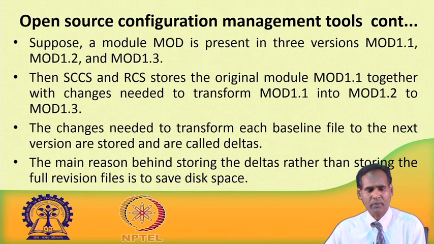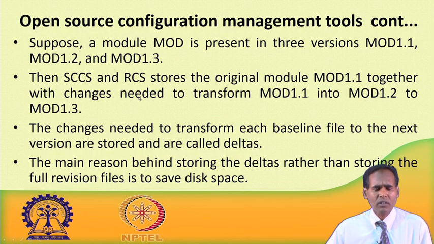Now, suppose a module mod is present in 3 versions, maybe module 1.1, module 1.2, module 1.3. Then the tools SCCS or RCS store the original module, module 1.1, together with the changes needed to transform from module 1.1 into module 1.2 and module 1.3. Please see, they will not store all the versions.